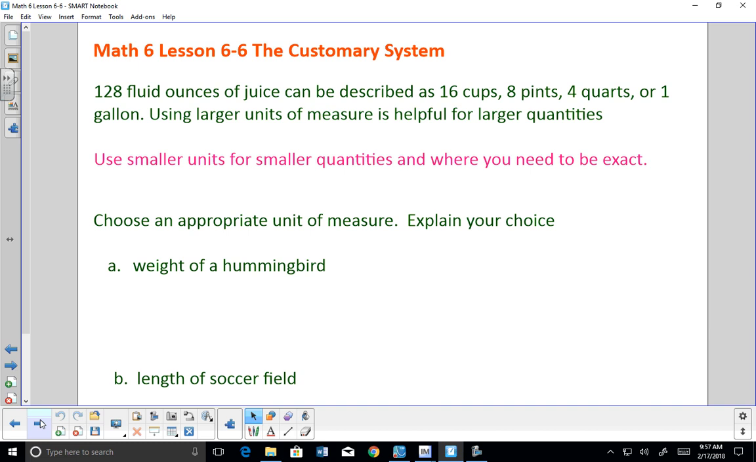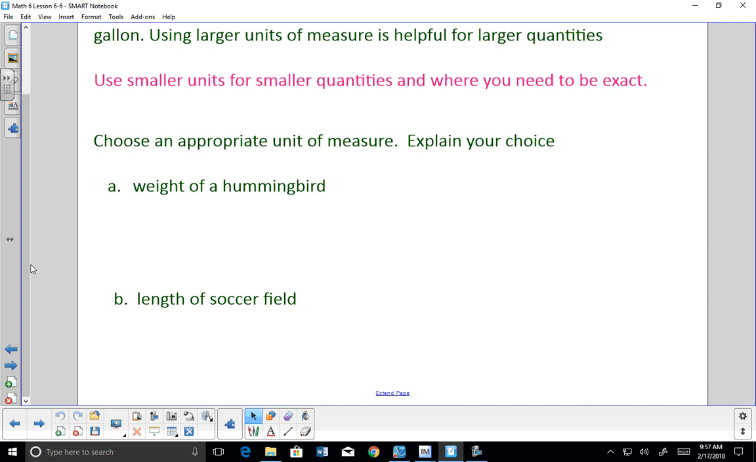Choose an appropriate unit of measure and explain your choice. Okay, weight of a hummingbird. Well, if you know anything about hummingbirds, they fly an awful lot. Their wings move a ton because they are very light. Hummingbirds do not weigh very much. They're one of the smaller birds that we have.